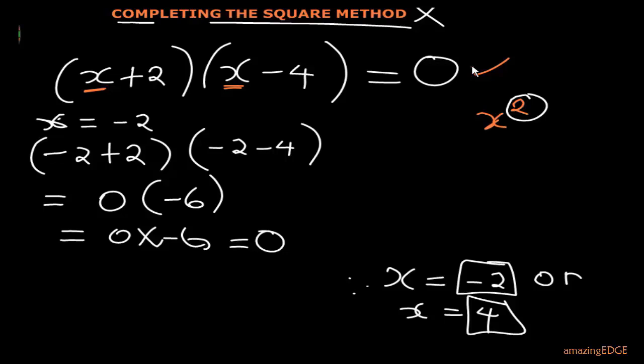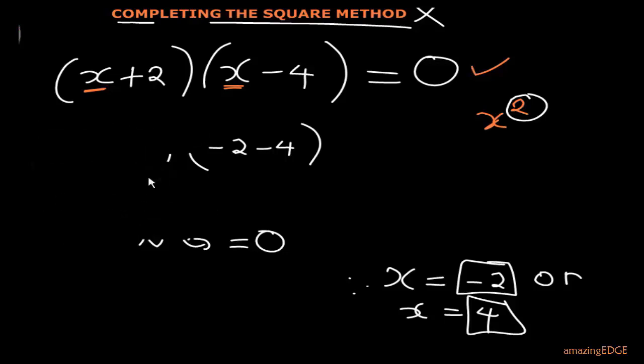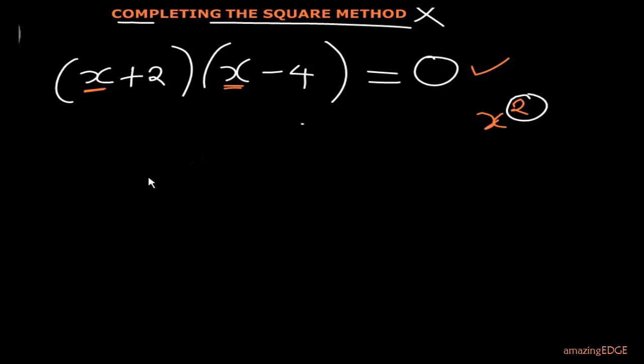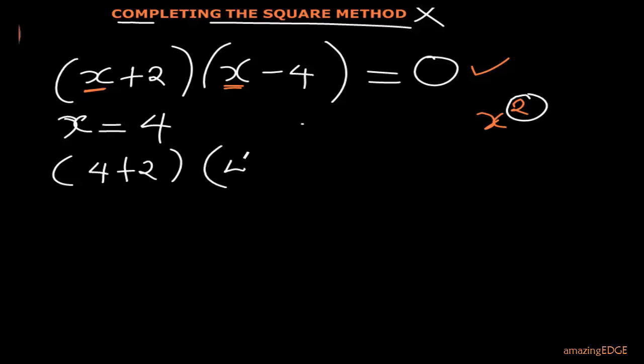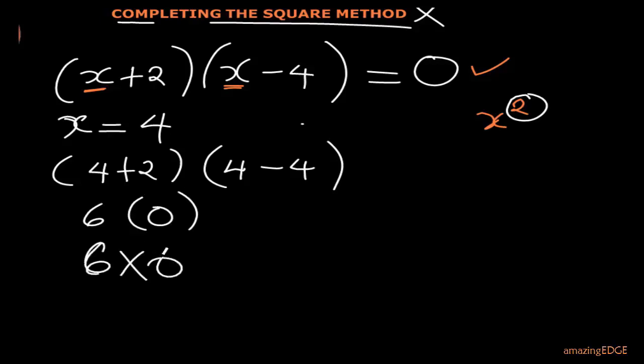Then you test for the other x. So we test for x equals to 4 and see if it will give us the same thing. So we move on now and say x equals to 4, and see what it will give us. In the first bracket, I have x, which is 4 plus 2. In the second bracket, I have x minus 4, your x is 4 minus 4. So in the first bracket, you have 6. In the second bracket, you have 0. So this is 6 times 0, which gives us 0.